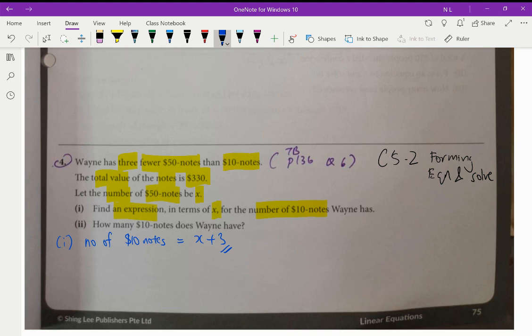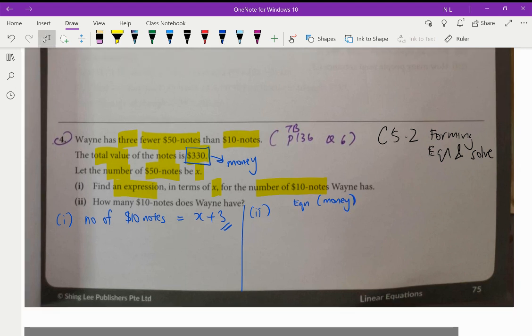In part 2, they ask us to form an equation. They ask us to find out how many $10 notes there are, so in order to do that, you need to form an equation first. What type of equation can we form? Always look at the information given in the question. In this case, the value given is in money, which means our equation will be in terms of money as well.